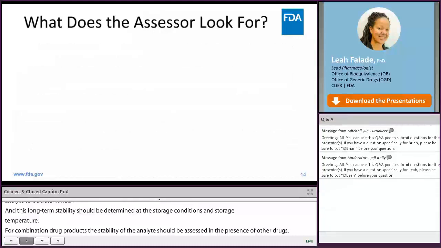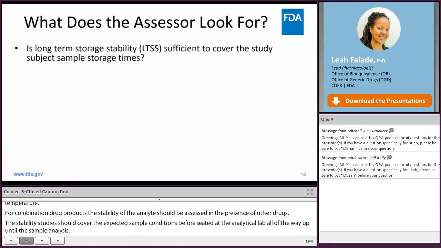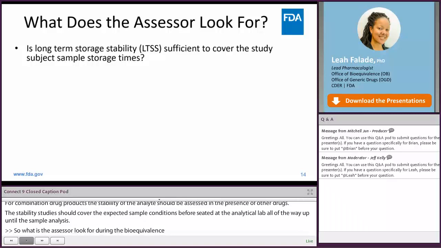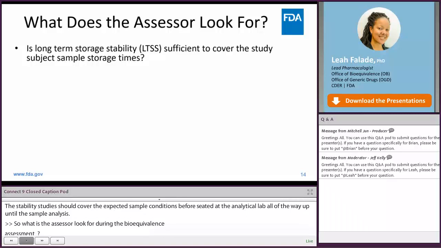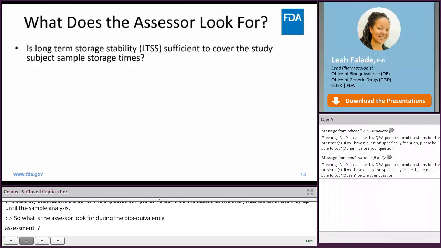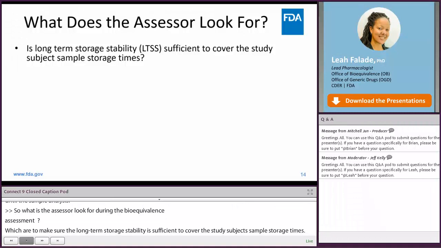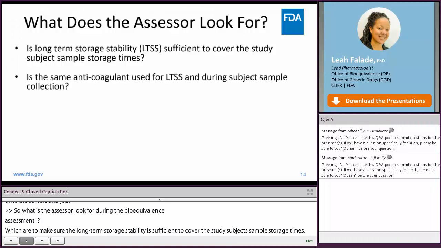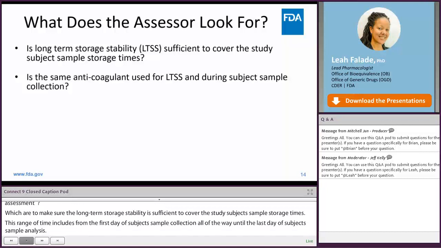So what does the assessor look for during the bioequivalence assessment? We check to make sure the long-term storage stability is sufficient to cover the study subject sample storage times. This range of time includes from the first day of subject sample collection all the way until the last day of subject sample analysis.